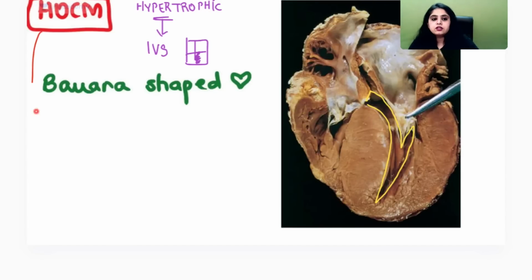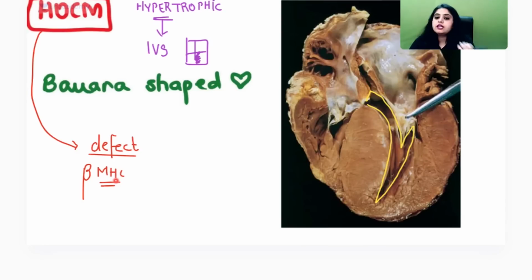Who will tell me the etiology? Why does this get thickened? What is the defect? What is the defect? I think someone had already written. Very good. Titan not over here. Here it is beta myosin heavy chain. Beta myosin heavy chain defect is noted, not titan.